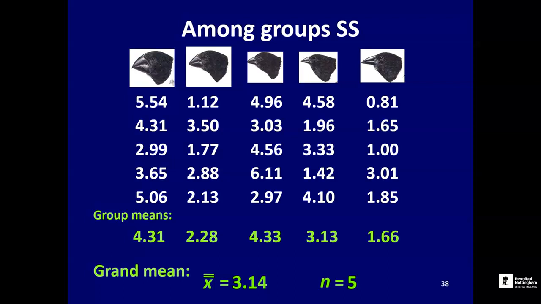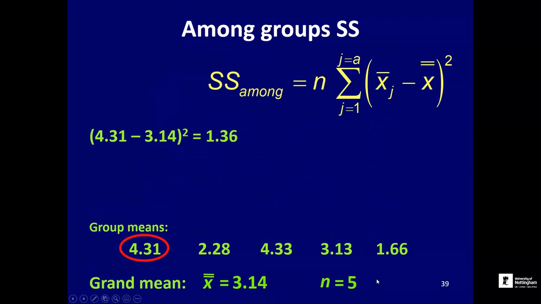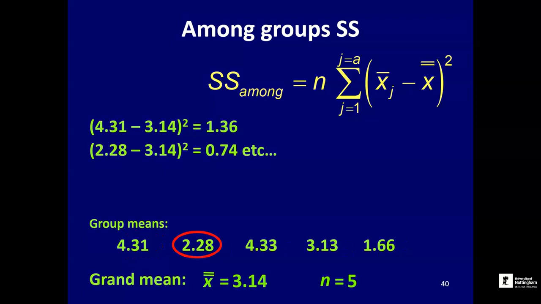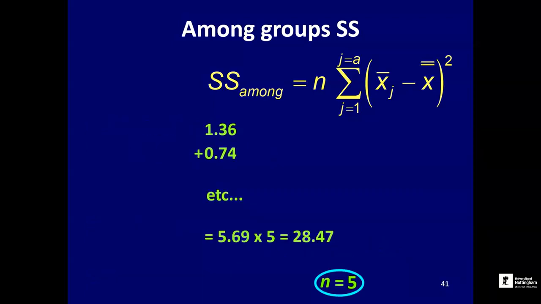And then I need to calculate the among group sum of squares. In order to do that, I need those group means again, but now I need the grand mean as well, the total average seed size for the whole experiment. That happens to be 3.14. And I need to know the sample size per group, which is 5 in this case. So then I take the difference between the grand mean and the group mean, and I square it to get rid of the minus sign. I'm going to do that for each of the groups in my sample until I get the total amount of differences between the means and the grand mean, and then I multiply by the sample size 5 to get my final number, which is the among group sum of squares, 28.47.